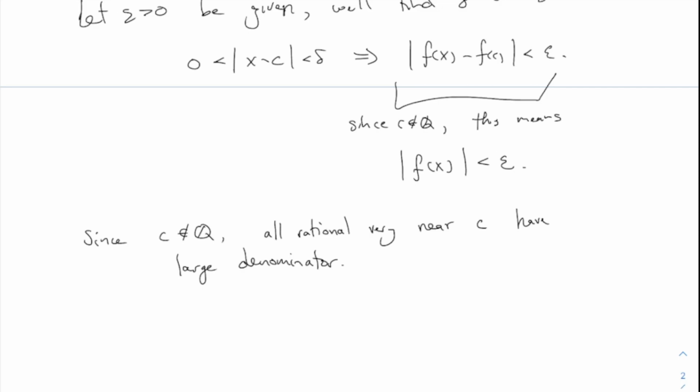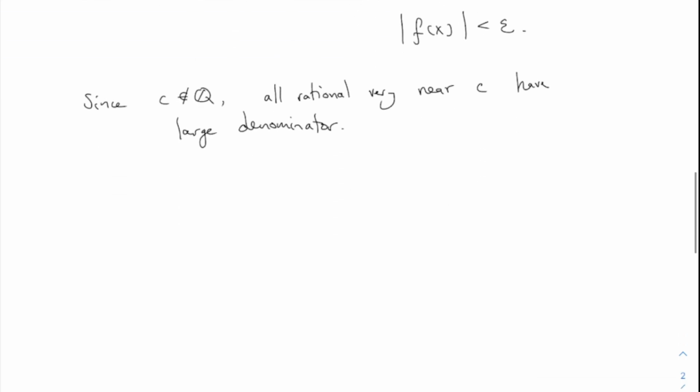Why is that? This is a non-obvious fact, but once you begin to think about it, you will agree. For example, this is a little sidebar, but if you imagine c is root 2, which is 1 point whatever. Can I use pi instead, just because I know more digits of pi? It doesn't really matter. This is 3.1415. I don't know much more than that. If c is irrational, I said all rationals very near c have large denominators.